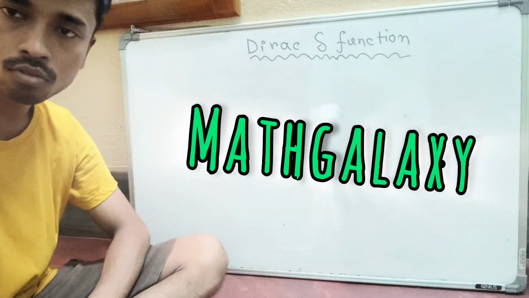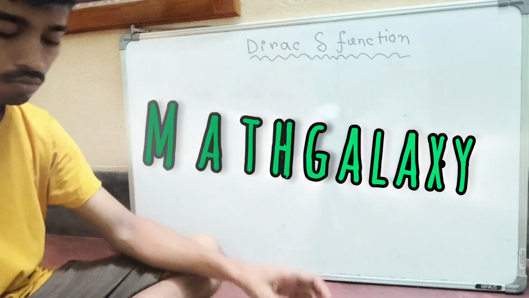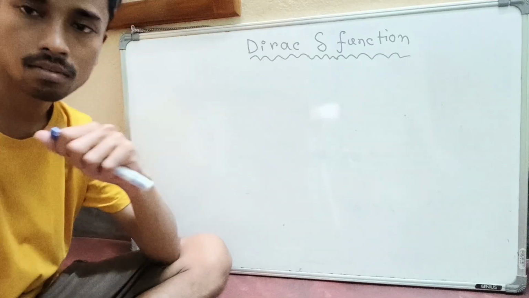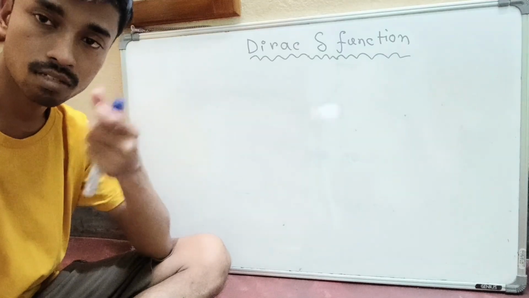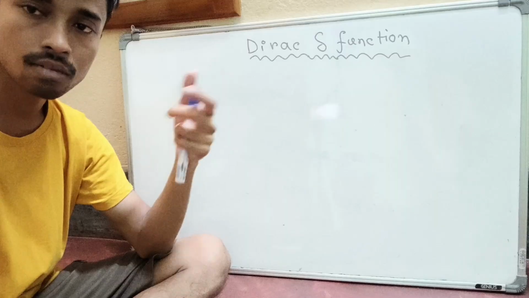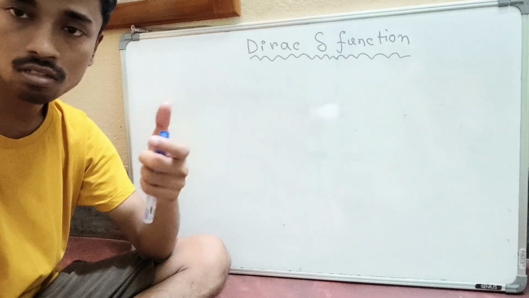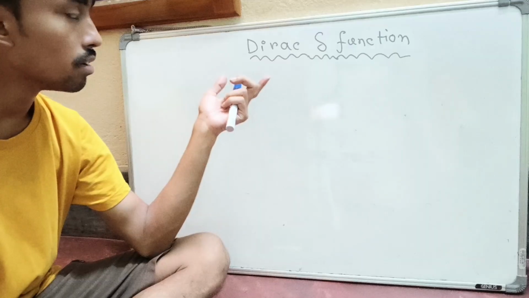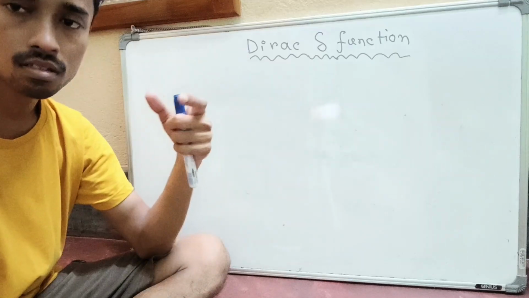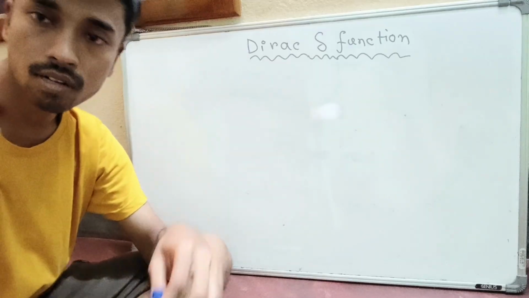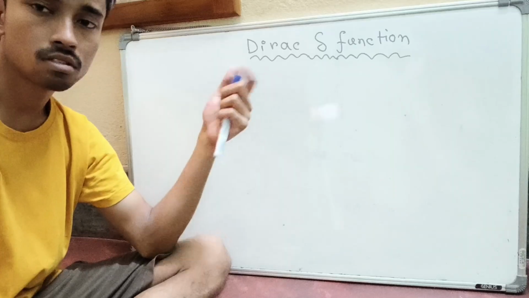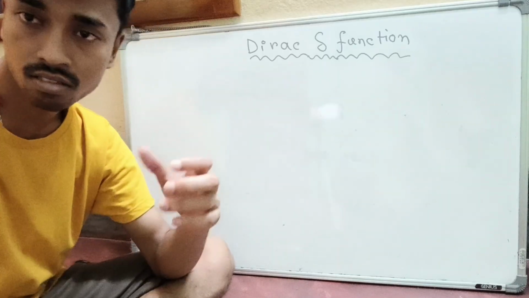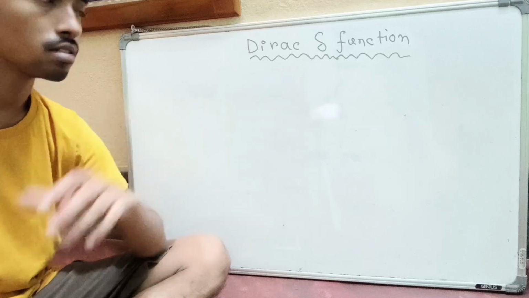Welcome to math analysis. Today we talk about the Dirac delta function. This Dirac delta function is a very important function in mathematics, and it is used everywhere, especially in physics. Physicists use it to identify certain functions in certain domains. So let's see how it is done.